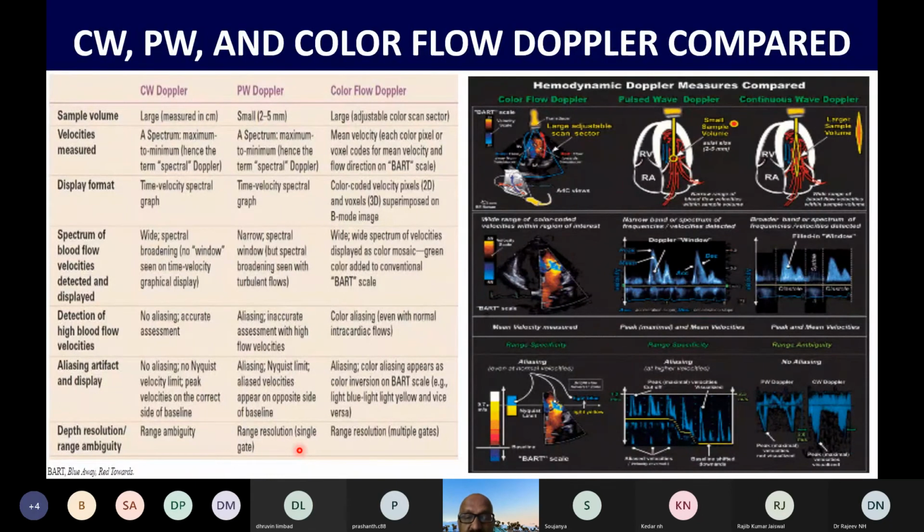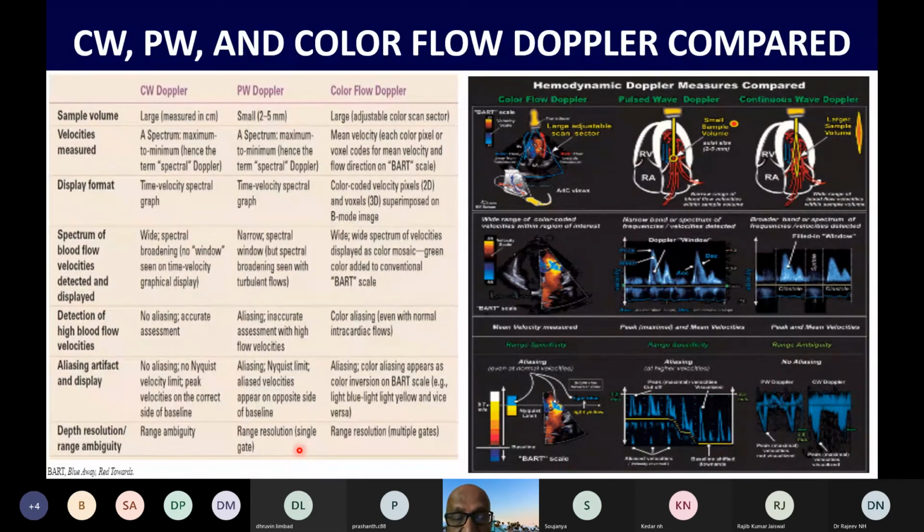To sum up, in pulse wave, you can measure low velocities and you can place a sample volume, but if the velocity is higher, when you exceed the Nyquist limit, the wave will occur on the other side of the baseline, which is called aliasing, leading to inappropriate measurement of the velocities. That is, high velocities cannot be measured with pulse wave Doppler.